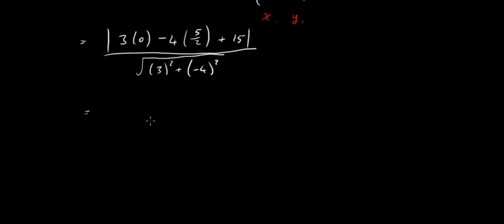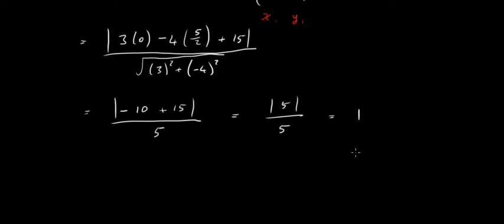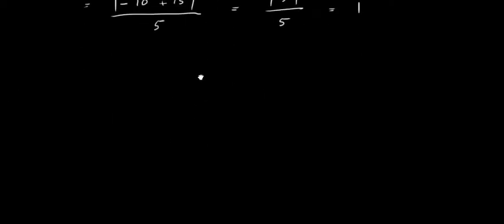3 times 0 is 0, so we end up with 4 times 5 is 20, divided by 2 is 10, so we end up with minus 10 plus 15. And then on the bottom here, this is just your standard Pythagorean triple. So this is just going to be 3 squared, which is 9, plus 4 squared, which is 16, so that's 25. Square root of 25 is just 5. Okay, so if we do the top line, we end up with the modulus of 5. On the bottom we end up with 5, so that's just going to be 5 over 5, which is 1. And that's it. I'll do one more example, and we'll leave it at that then.